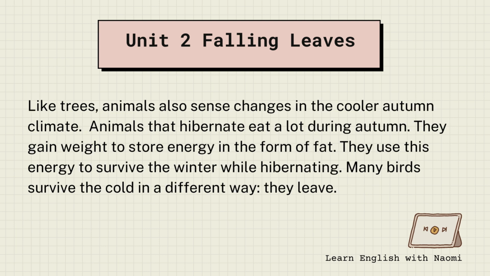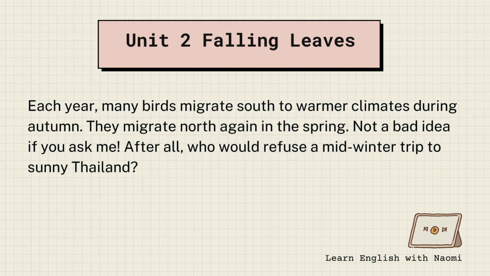Like trees, animals also sense changes in the cooler autumn climate. Animals that hibernate eat a lot during autumn. They gain weight to store energy in the form of fat. They use this energy to survive the winter while hibernating. Many birds survive the cold in a different way. They leave. Each year, many birds migrate south to warmer climates during autumn. They migrate north again in the spring. Not a bad idea if you ask me. After all, who would refuse a midwinter trip to sunny Thailand?